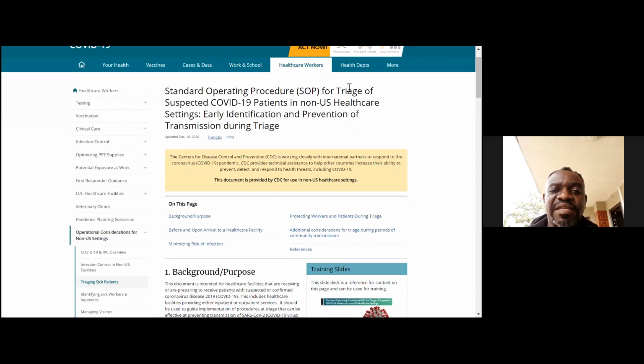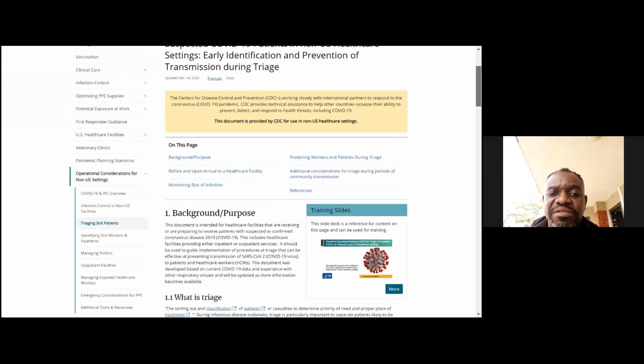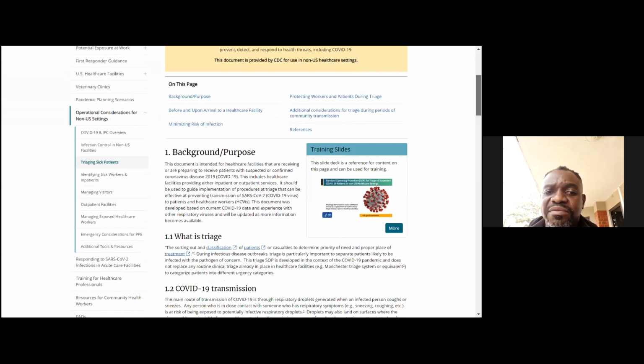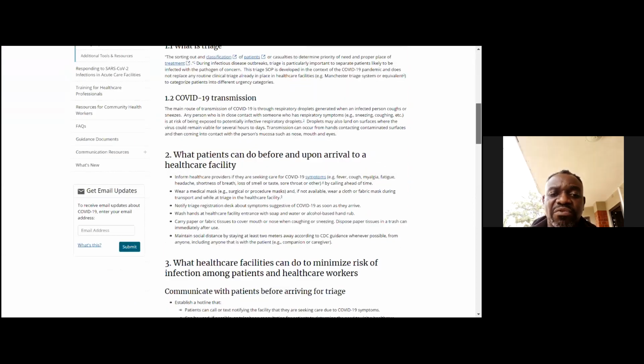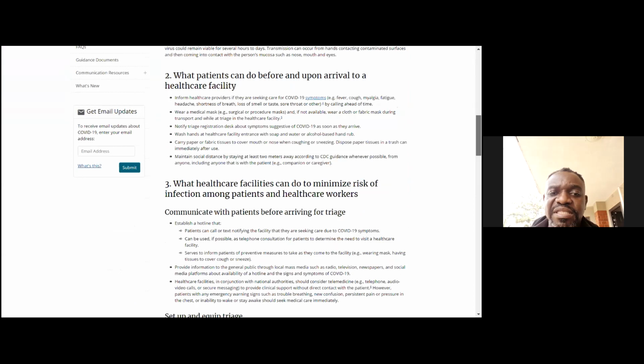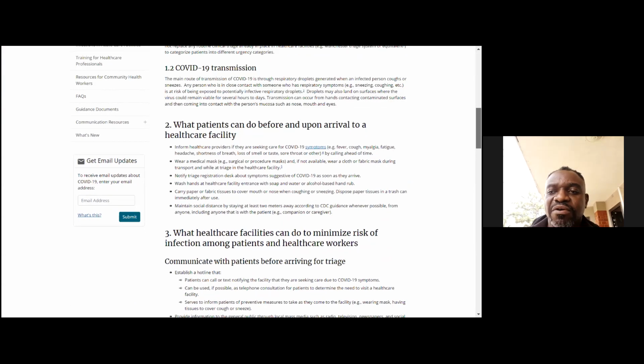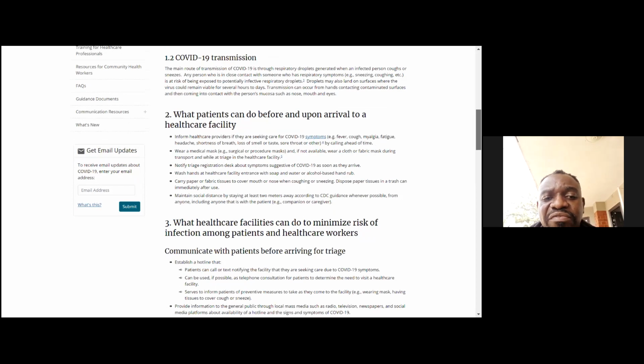As you can see, this SOP for triaging as described by CDC is well elaborated on this page. It goes down whereby you first have to know what triaging is, which simply means sorting out patients based on their presentation, from the most sick to the less sick, so that you focus most on those who are most sick, and then follow up in terms of the severity of illness.